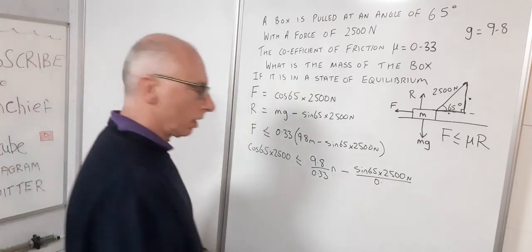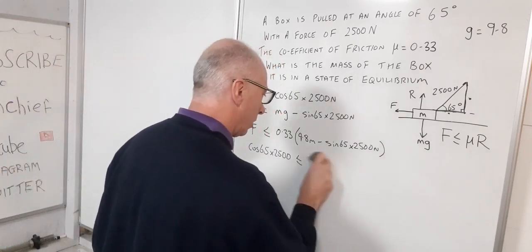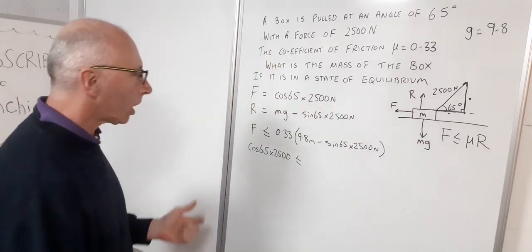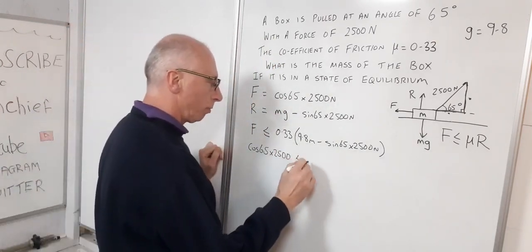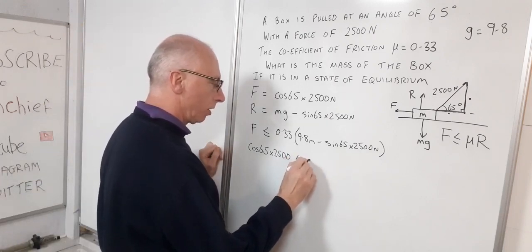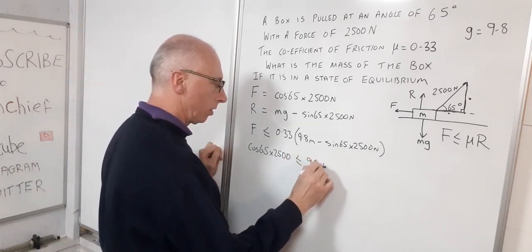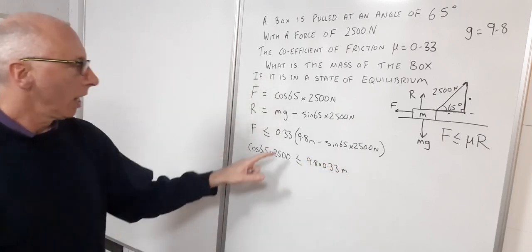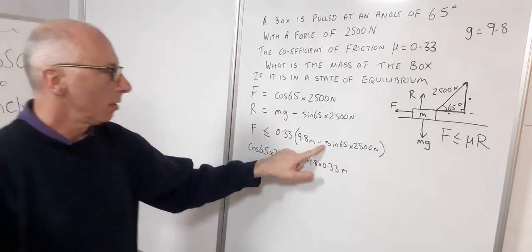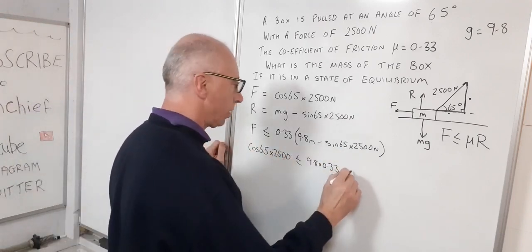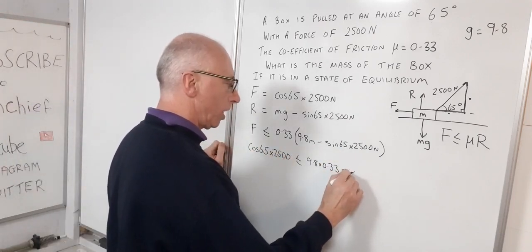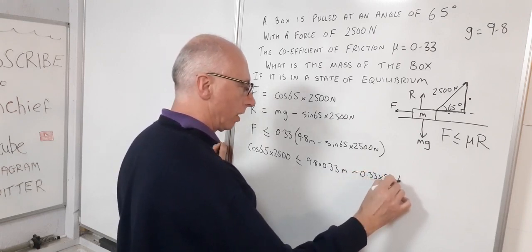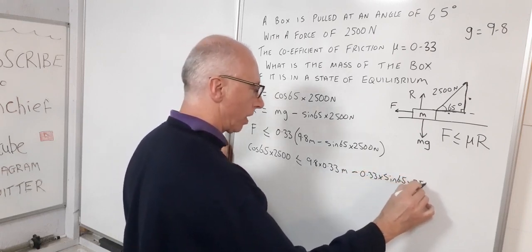Okay, that's not right, is it? So 9.8 times 0.33, and that'll be giving me m. And then I need 0.33 times the bracket minus sine 65 times 2,500. So minus 0.33 times sine 65 times 2,500.